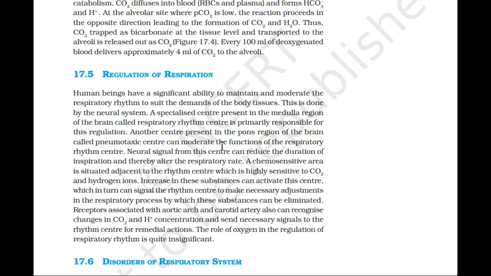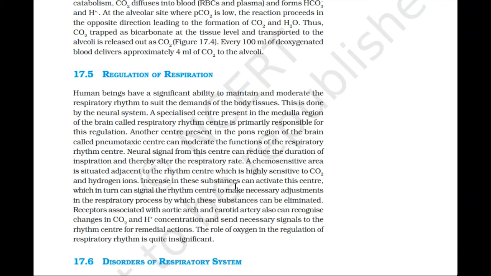Another center present in the pons region of the brain, called the pneumotaxic center, can moderate the function of the respiratory rhythm center. Neural signals from this center can reduce the duration of inspiration and thereby alter the respiratory rate. A chemosensitive area is situated adjacent to the rhythm center, which is highly sensitive to CO2 and hydrogen ions.